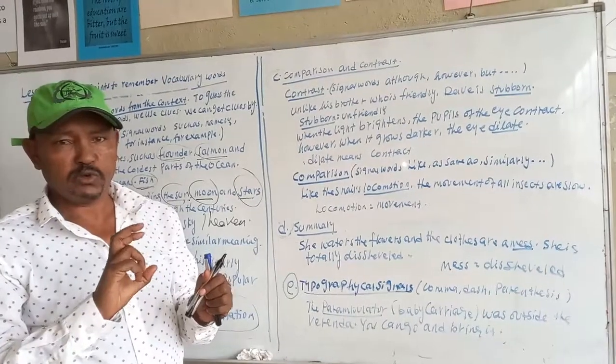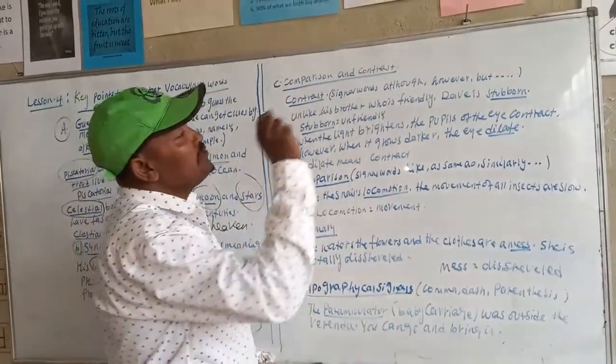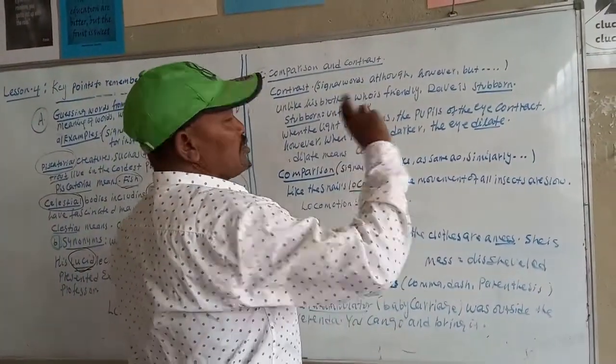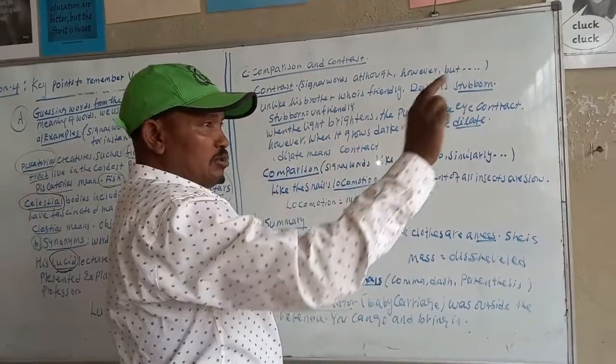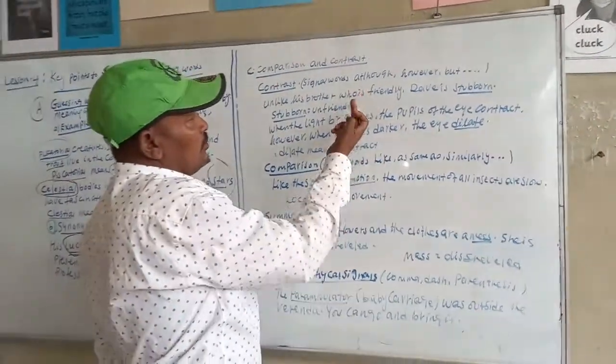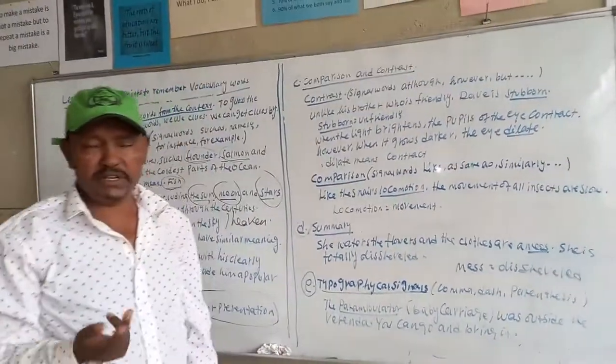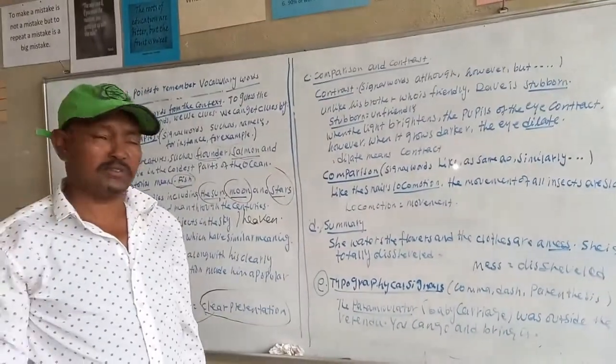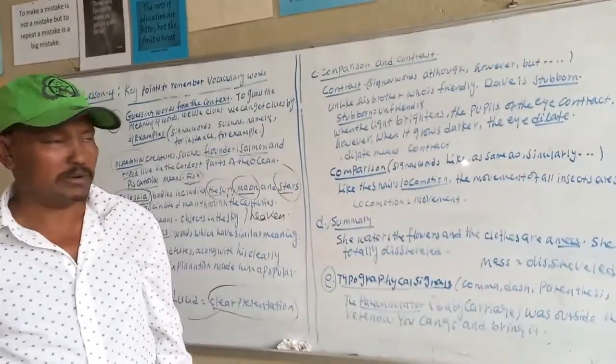The third one is comparison and contrast, which is when two ideas are different or contrast. There are some signal words which give us a clue. The two sentences are different. It means although, however, but, nevertheless, it doesn't matter how, despite the fact that, in spite of, and some other conjunctions.